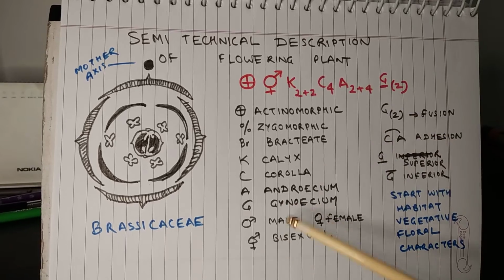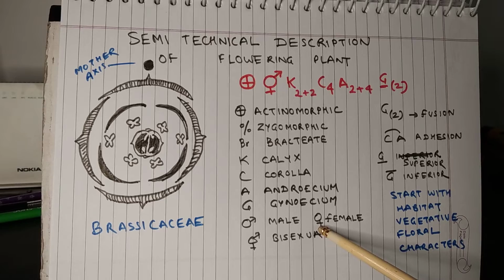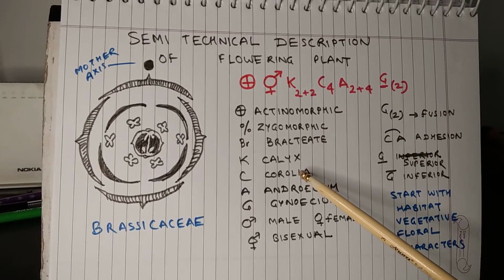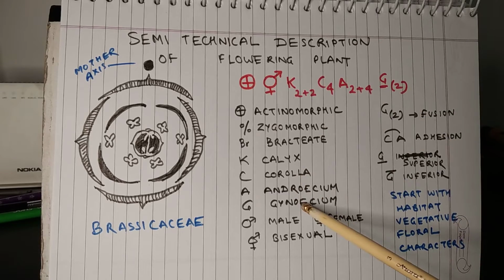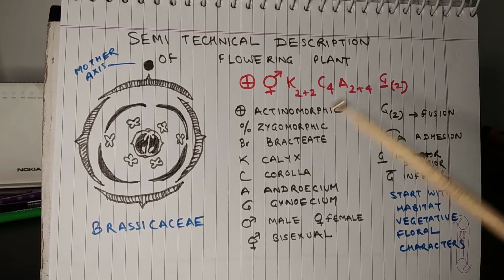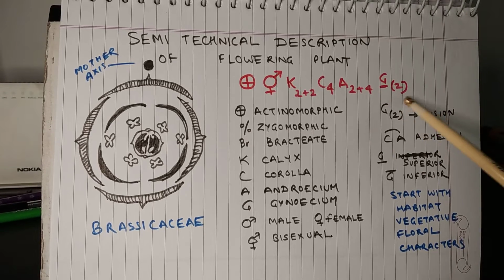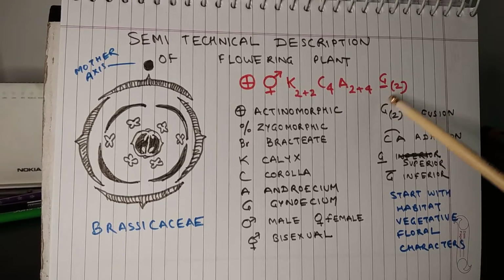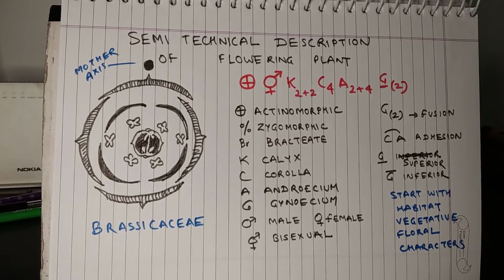If it's a male flower, then it is represented by the symbol for male, and this is the symbol for female flower, and this is the symbol for bisexual flower. K stands for calyx, C stands for corolla, A stands for androecium, G stands for gynoecium. And if the floral parts are fused, then you have to show fusion by putting the numbers inside brackets. So here 2 inside brackets means that the ovaries are fused. They are not independent. They are not free.